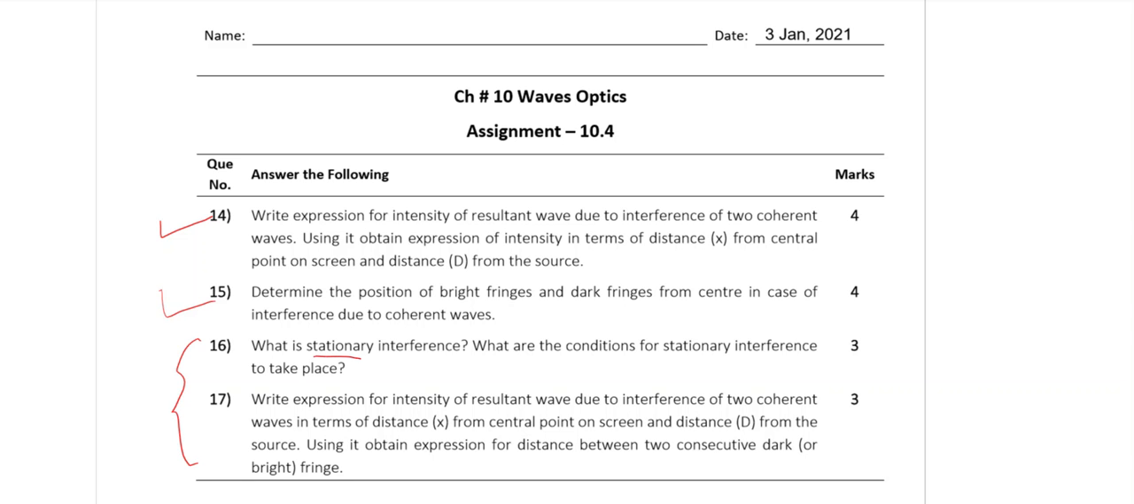First, what do you mean by stationary interference fringe, and how do we get it? And second, we'll see what is the width, or distance, between two consecutive dark or bright fringes. Before we go further, let us once again see the phenomenon which produces the interference pattern.